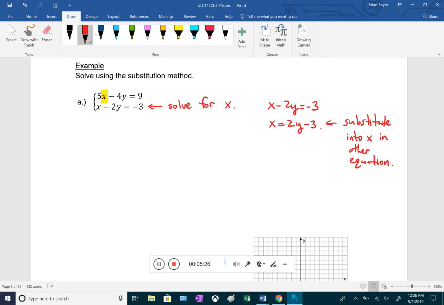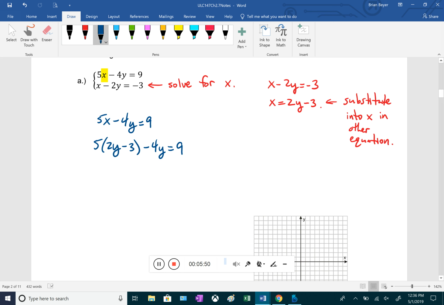So looking at the other equation here, we have 5x minus 4y equals 9. And now we're going to substitute 2y minus 3 into x. So it becomes 5 times (2y minus 3) minus 4y equals 9. And now we have one equation, one variable, and we can solve it for this y now.